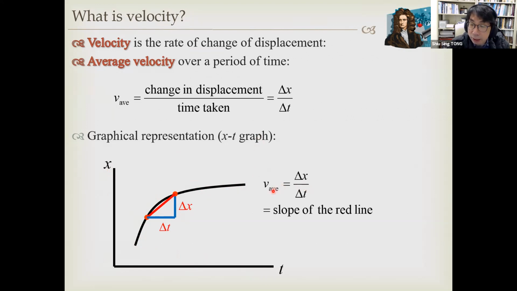So the average velocity is defined as delta x over delta t. And you can immediately visualize that by using this triangle. You can immediately see that the quantity delta x over delta t is actually the slope of the red line. That is the line joining the initial point and the final point. Okay, so the slope of this red line is equal to the average velocity.